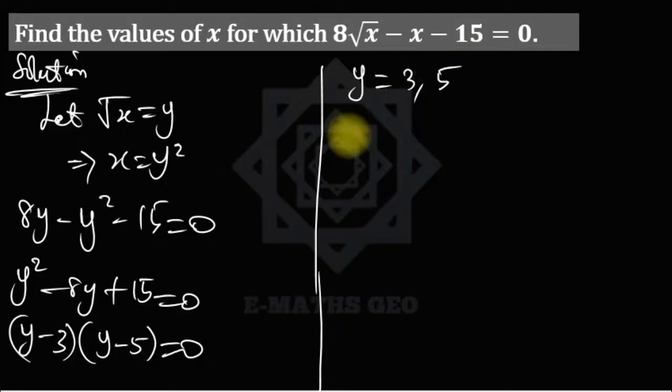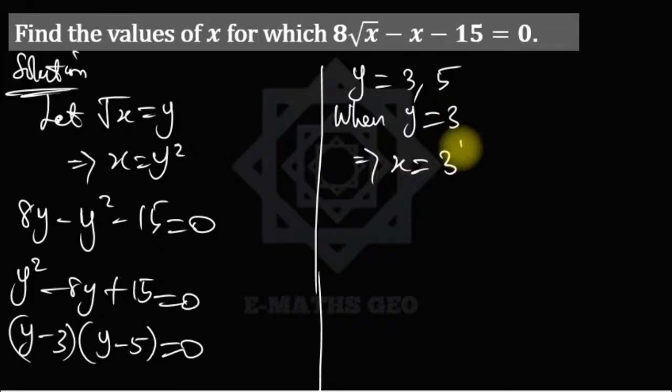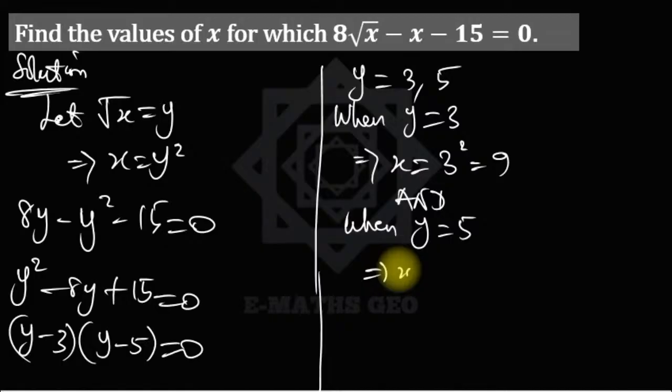But we're not asked to find y, we're given x. So when y is 3, it implies that x is now 3 squared, which is 9. And when y is 5, it implies that x is now.